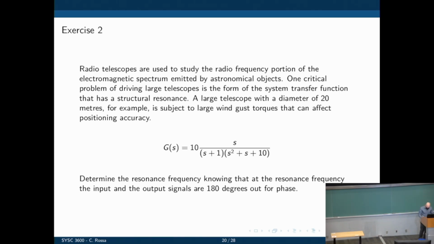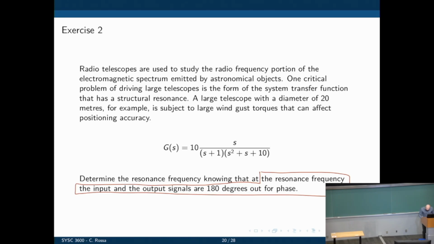So to do that, we first need to calculate the resonance frequency. And here it says that the resonance frequency occurs when the input and the output signal are 180 degrees out of phase. Why is that important to us? Because, well, it is the solution to the problem.